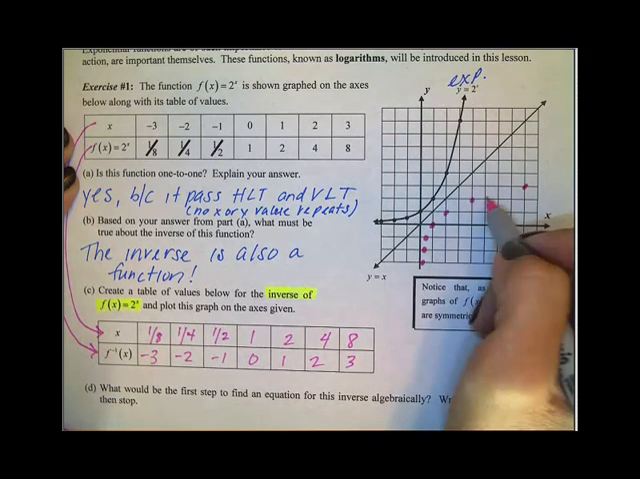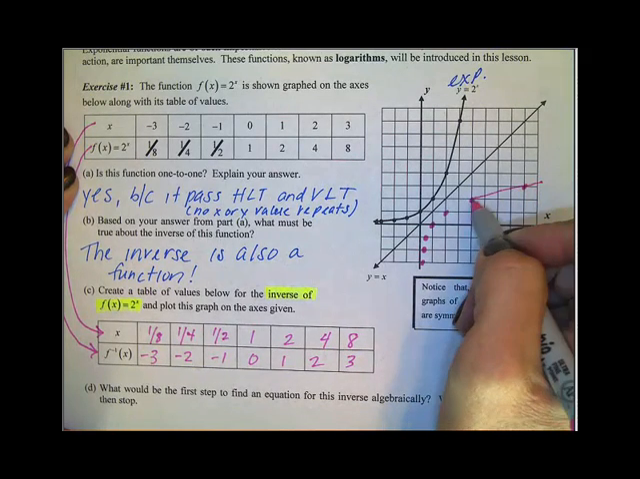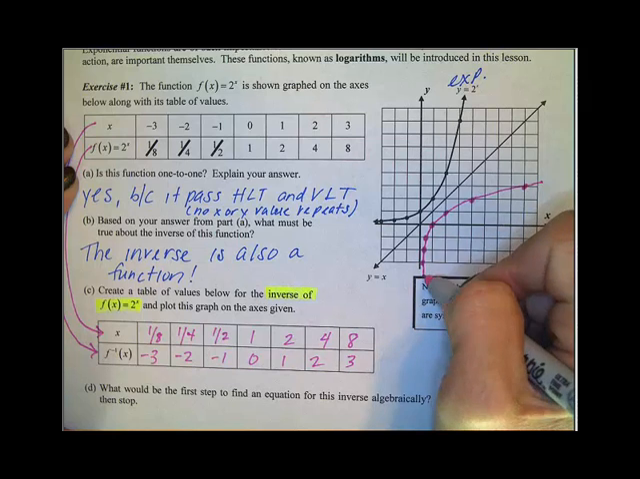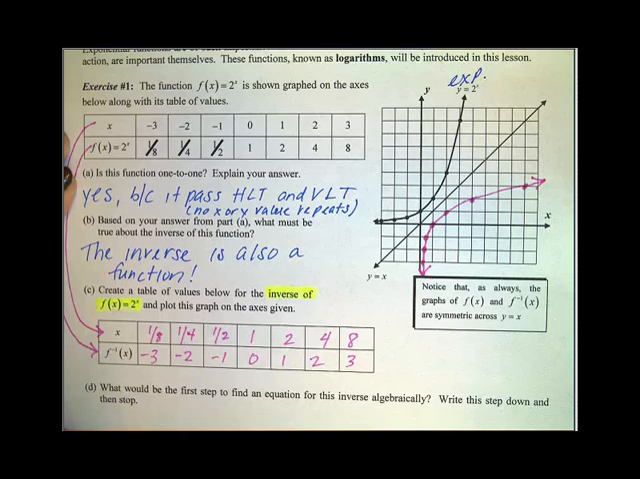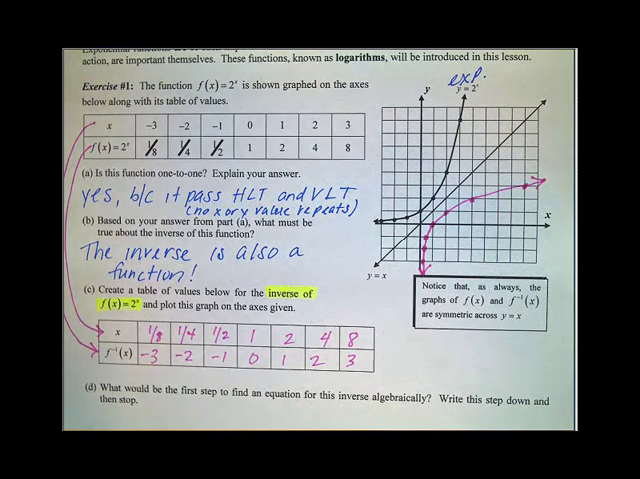Oh, it kind of looks like an exponential, but turned differently. And this equation, notice, is symmetric across the line y equals x. So graphically, that's how we can tell they're inverses.